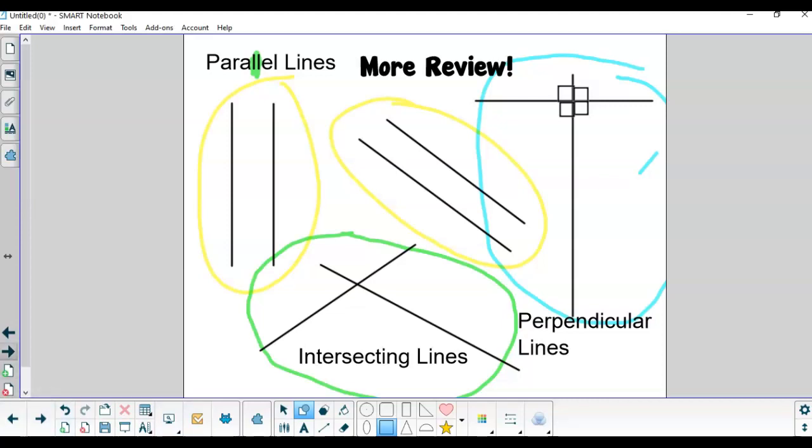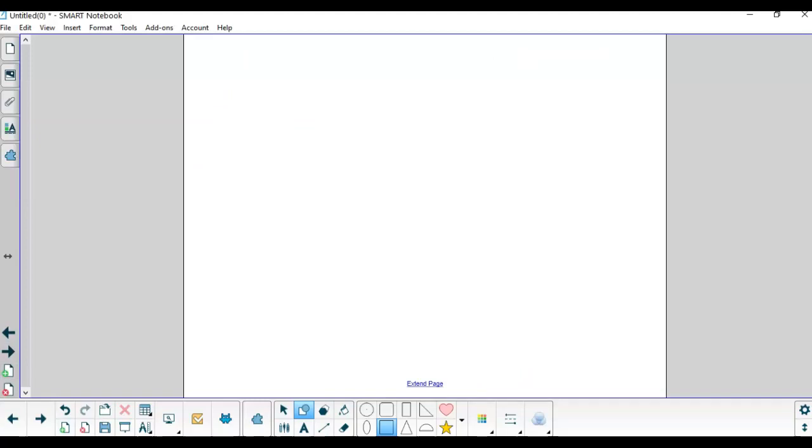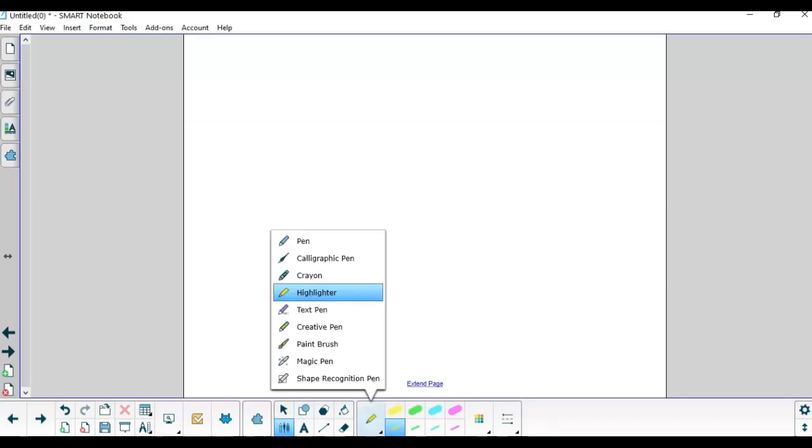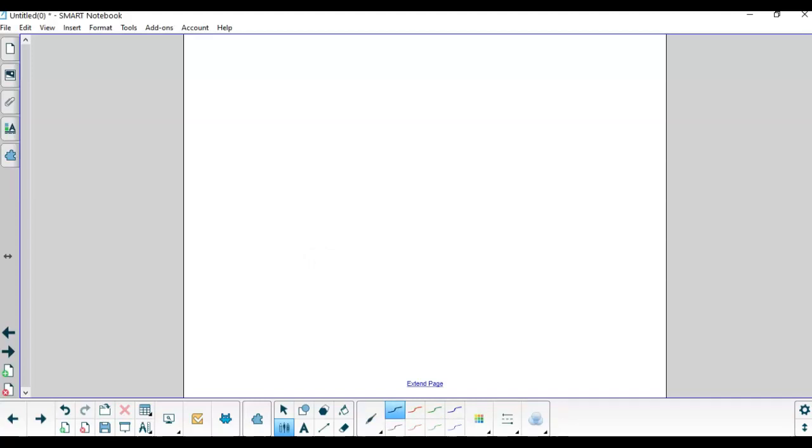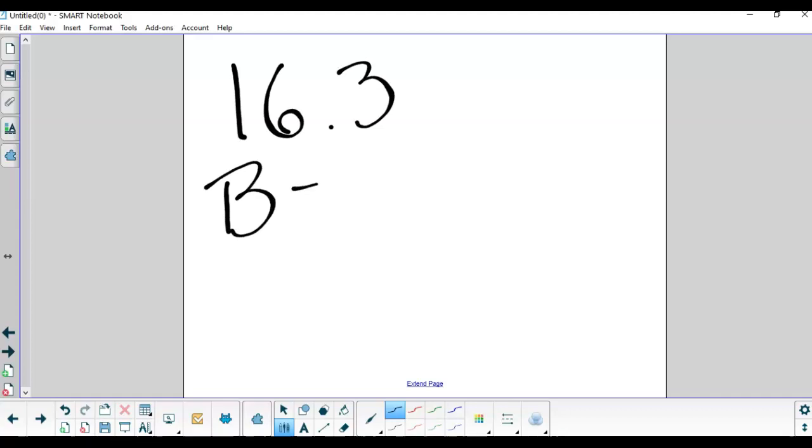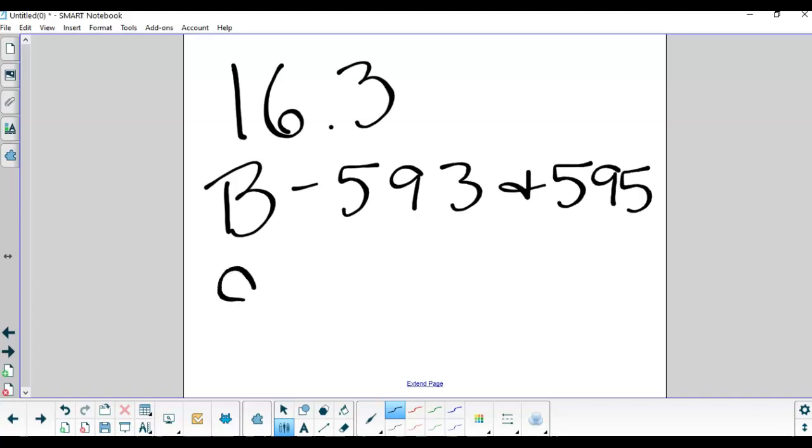Okay, so what I'm going to have you do now is I'm going to tell you the pages that you need to rip out. We are going to be working today on 16.3, and from your big book, you're going to need to rip out 593 and 595. From your skinny book, you're going to need to rip out page 201.